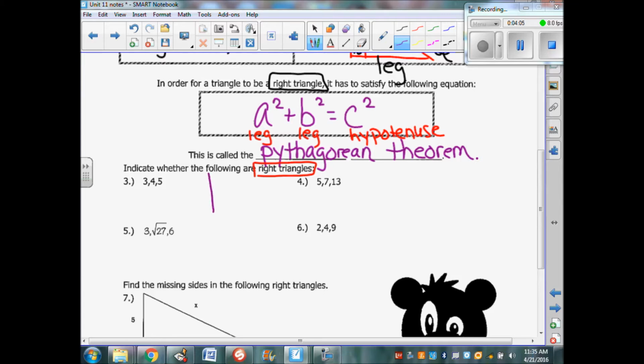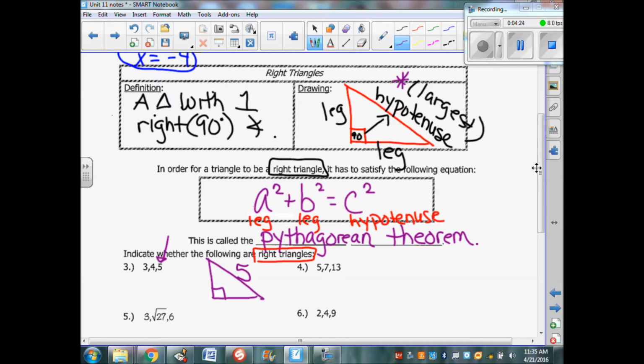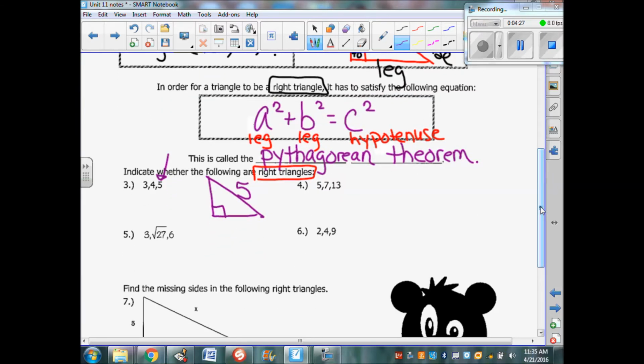So I like to start out and draw a picture. The first piece we need to be concerned with is the biggest side. 5 is my largest side, so 5 has to be my hypotenuse, because we said in the beginning that the hypotenuse is the largest side. It doesn't matter where you place 3 or 4, those are the legs. Now I'm going to put these into my Pythagorean theorem: a squared plus b squared, does it equal c squared? I'm going to see if I get a true statement.